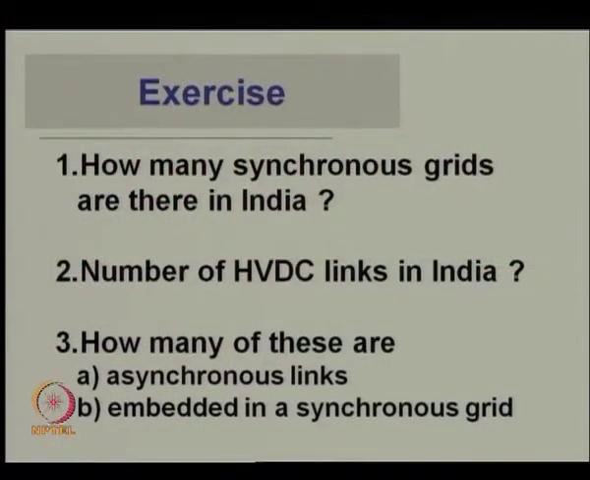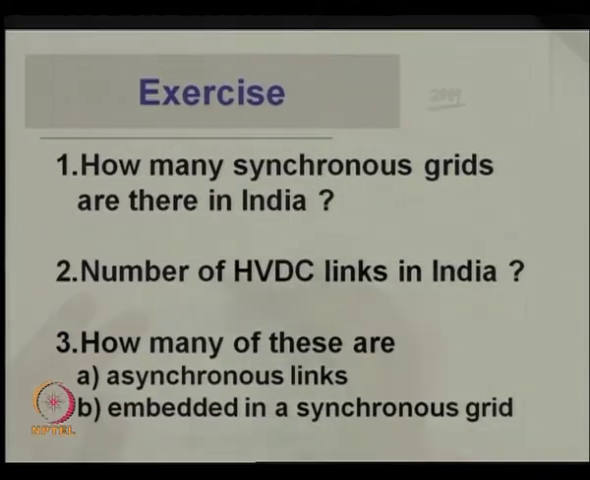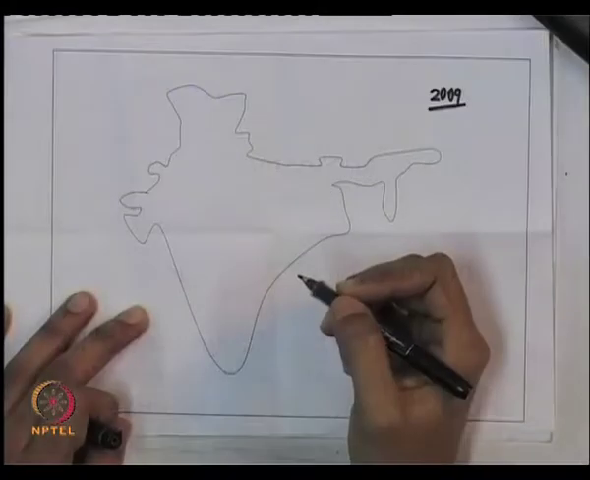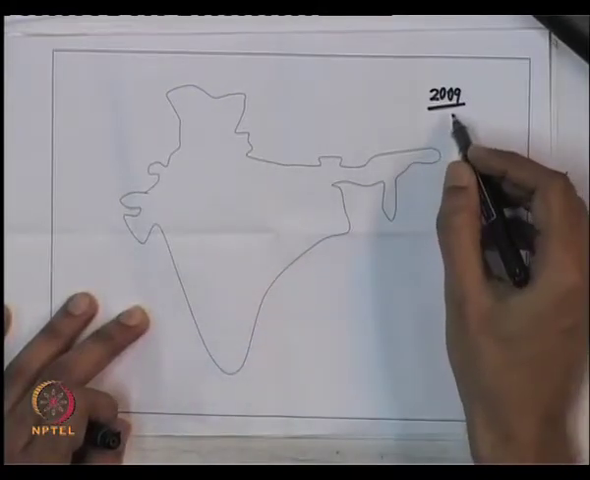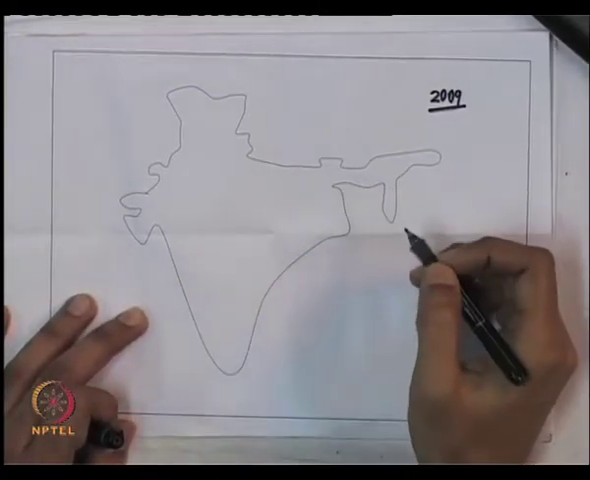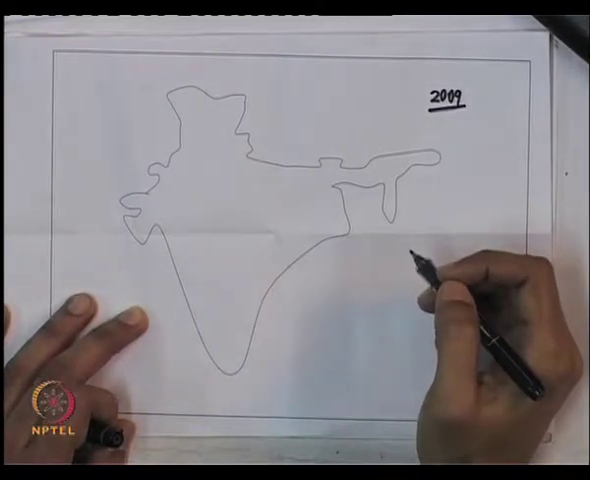How many synchronous grids are there in India, or maybe in your country if you are not from India? How many HVDC links are there? How many of these HVDC links are synchronous links embedded in the synchronous grid, and how many of them are asynchronous links? So, the answer to this question is as follows. India is at present, that is in 2009, divided into two synchronous grids.